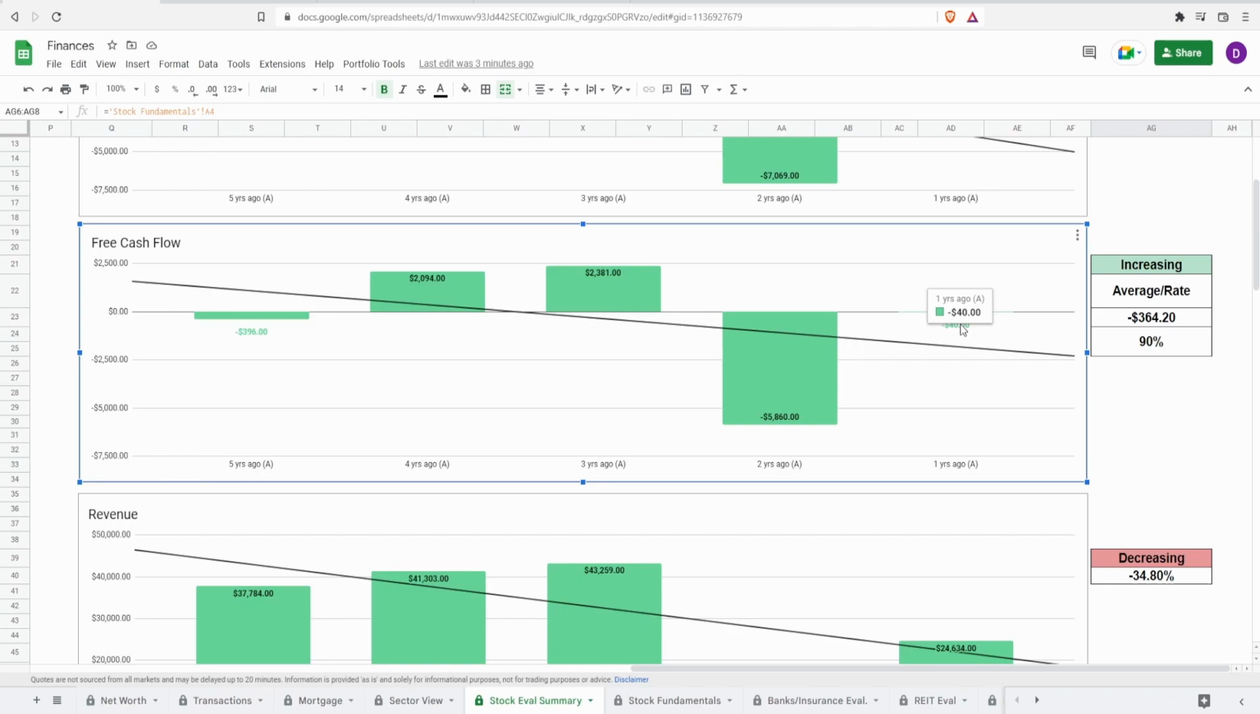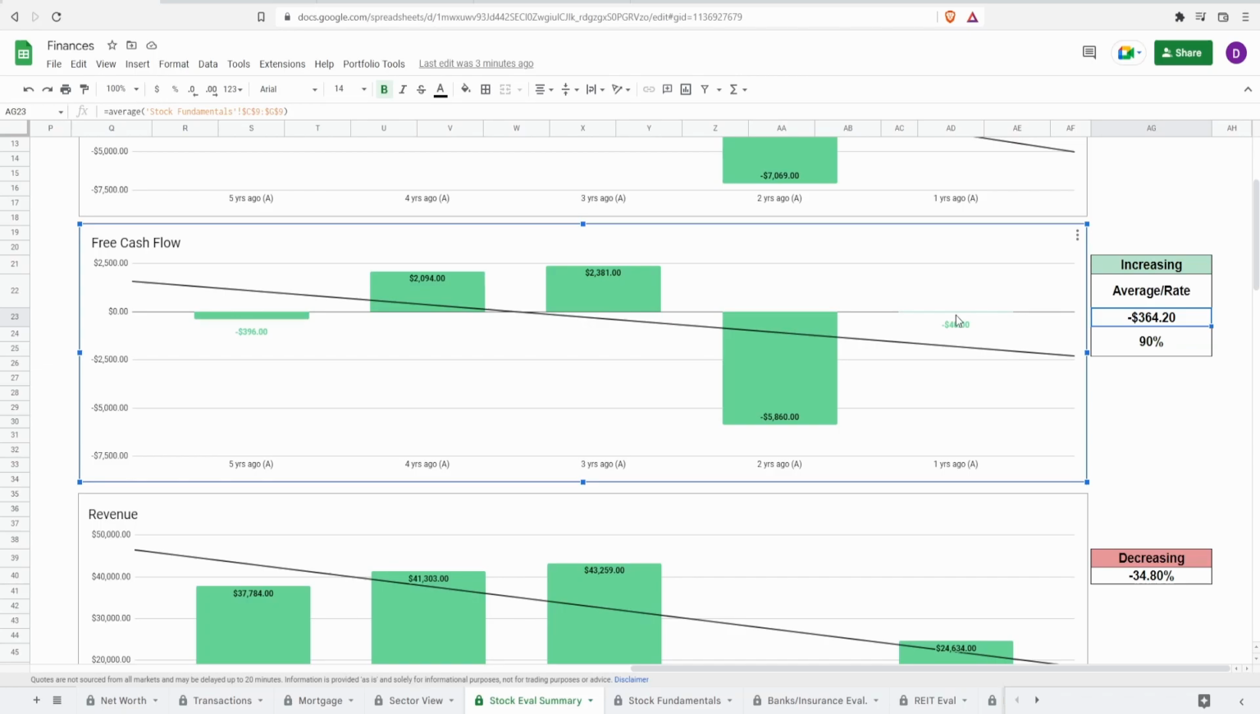Now, while this is an increase on the 5-year of 90%, they do have a negative average 5-year free cash flow of $364.2 million. Now, looking at this graph, guys, you can see 5 years ago, they did negative. 2 years ago, they did negative again. And 1 year ago, they went negative again. These two right here, 2 years ago and 1 year ago, same reason as the net income.